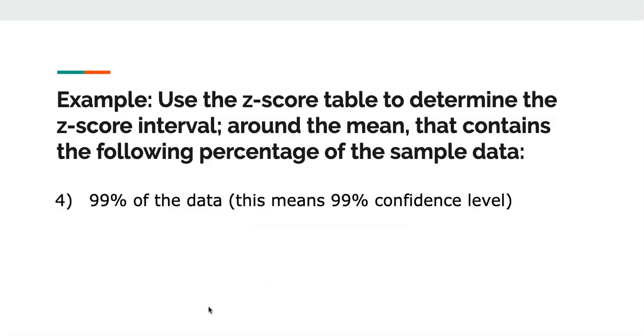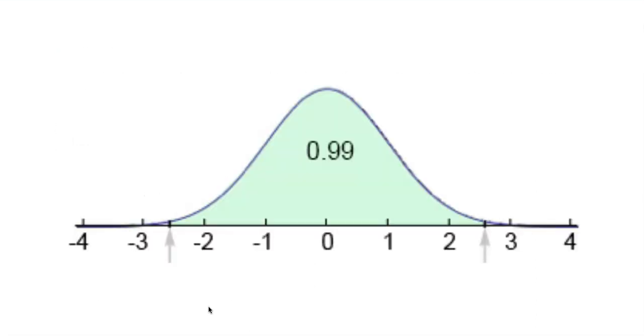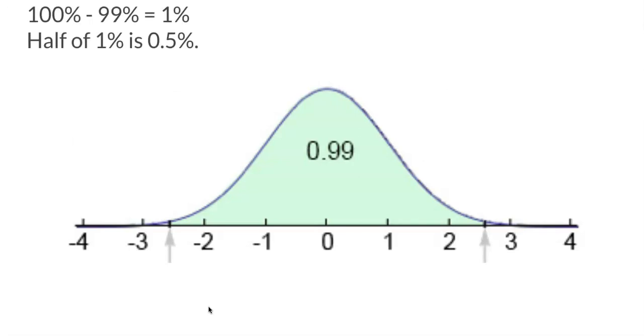All right, let's do the very last one. What about the 99% confidence level? Well, what does that mean? That means we have 99% of the data in the middle of this graph. So if you subtract 100 minus 99, you know that to the right of it and to the left of it together, they have 1%. And half of 1% is 0.5%, right?